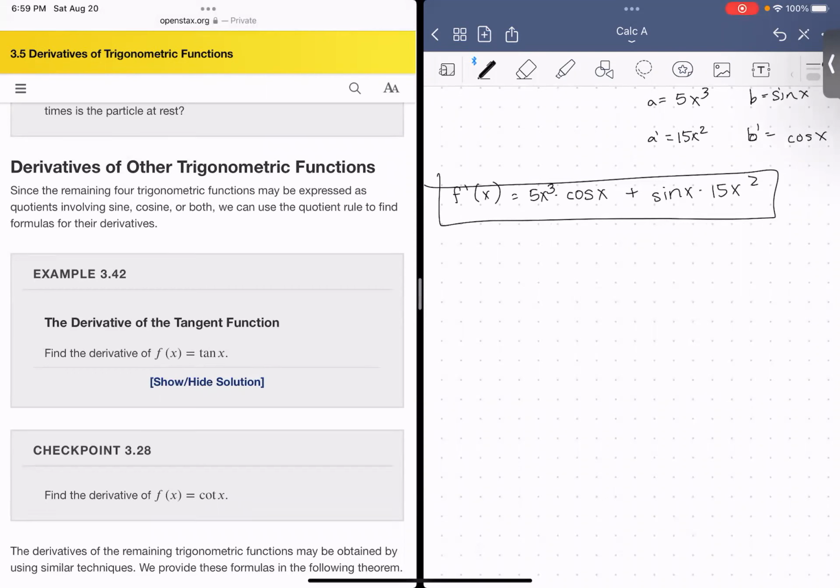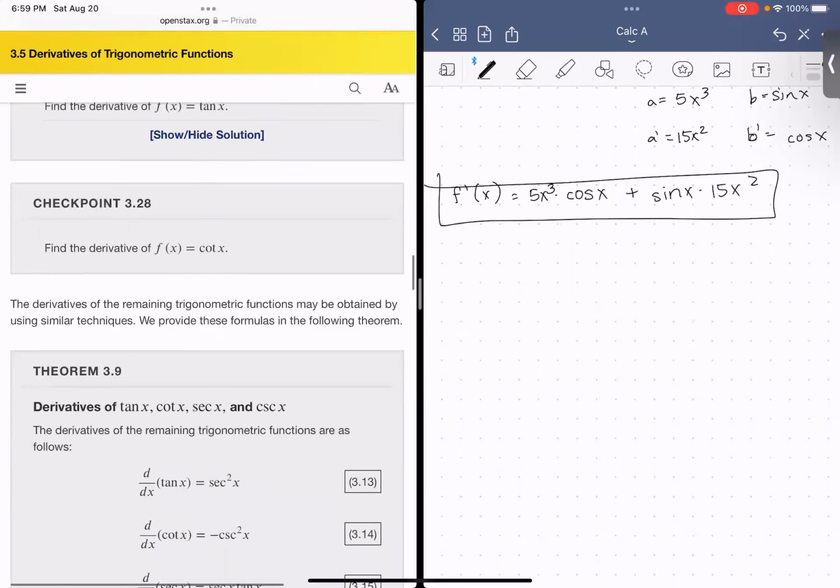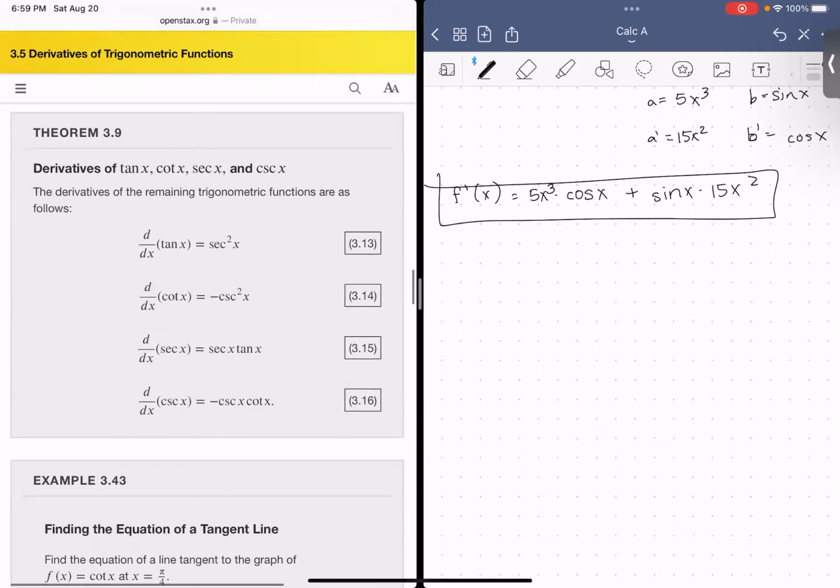Moving on, we now are going to look at the derivative of the tangent function. So the derivative of the tangent function is secant squared x. I'm actually just going to go ahead and show you the table right here. The derivative of tan x is secant squared x. The derivative of cotangent x is negative cosecant squared x. Derivative of secant x is secant x tangent x. And the derivative of cosecant x is equal to negative cosecant x cotangent x.